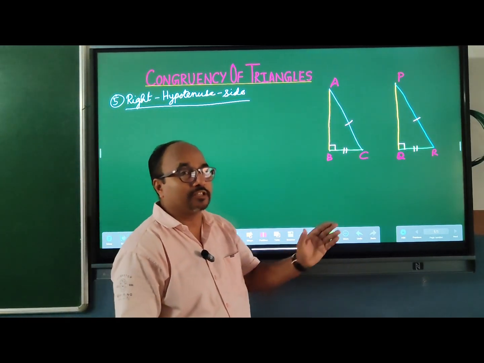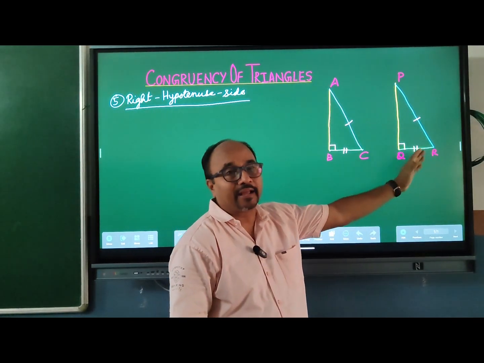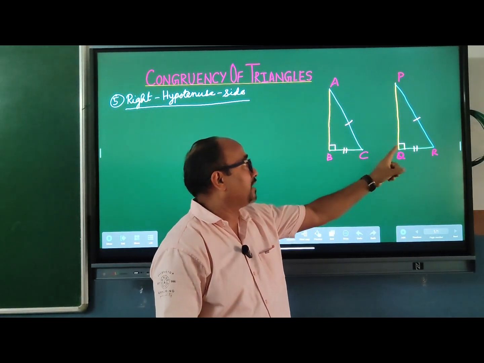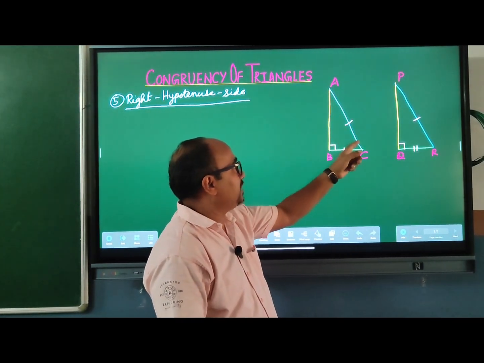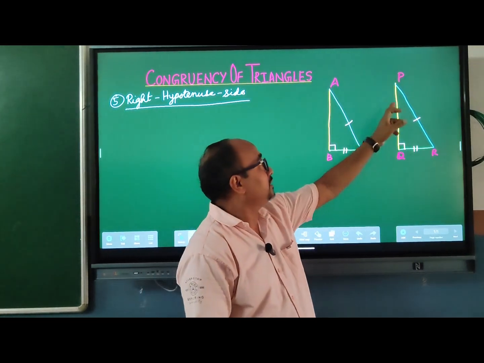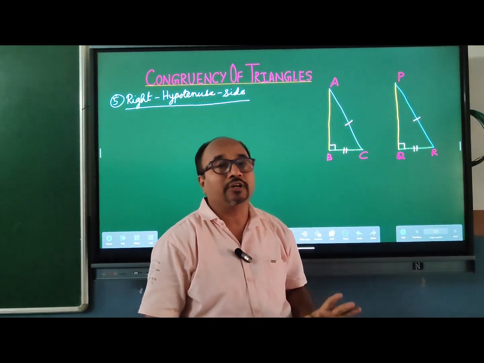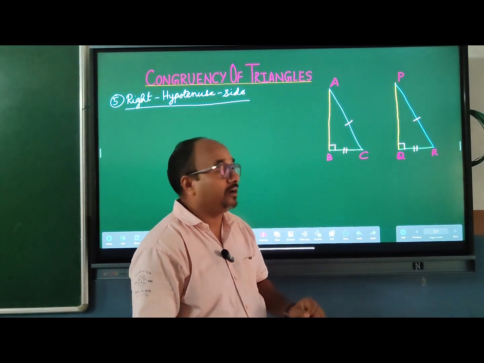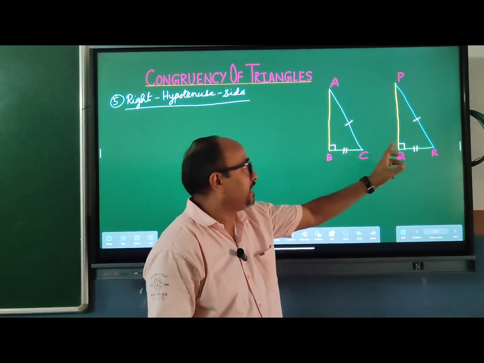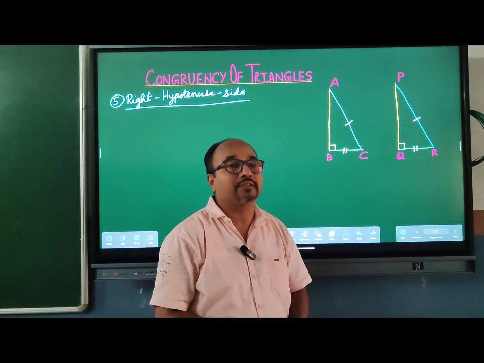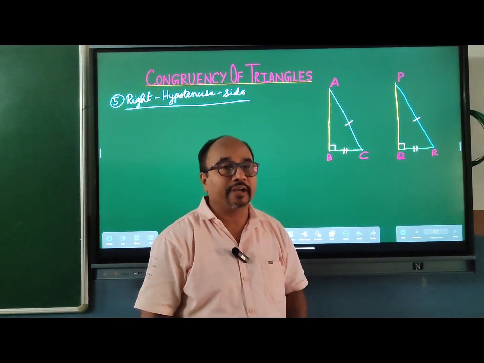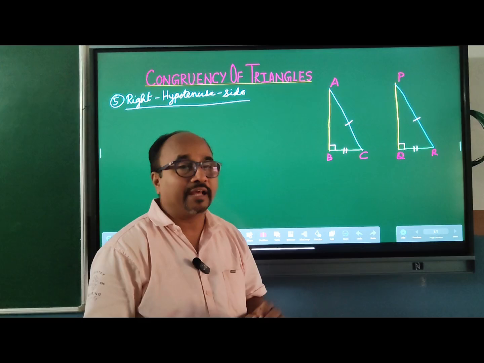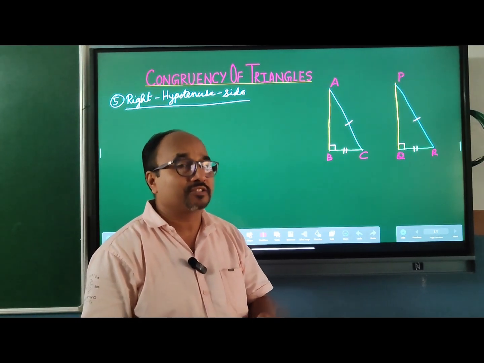So you take a look at this figure, triangle ABC and triangle PQR. We have angle B equals to angle Q. And then the hypotenuse AC of the first triangle is equal to PR of the other triangle. And one more side here, BC and QR of both the triangles are equal. In such a case, the two triangles become congruent by RHS, that is right angle hypotenuse side.